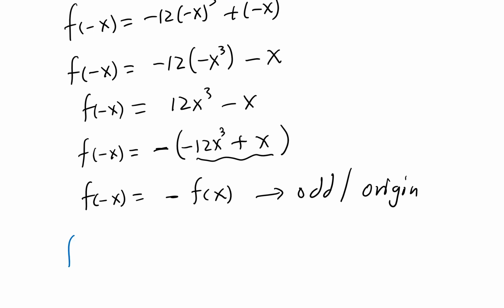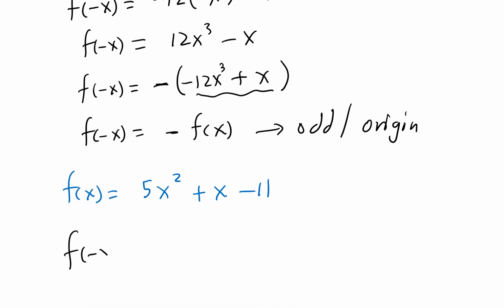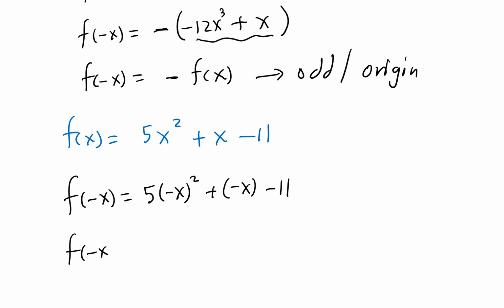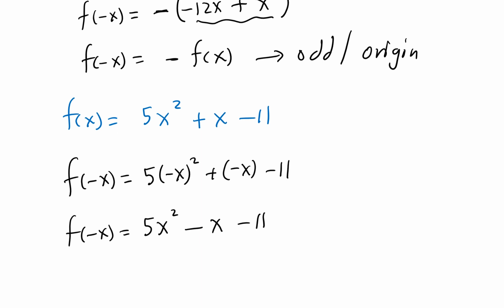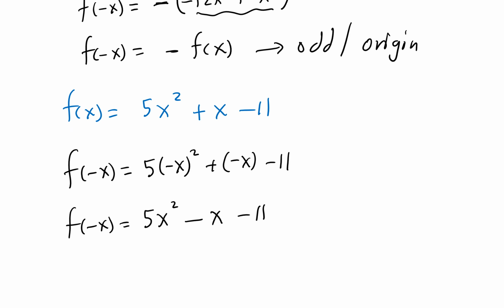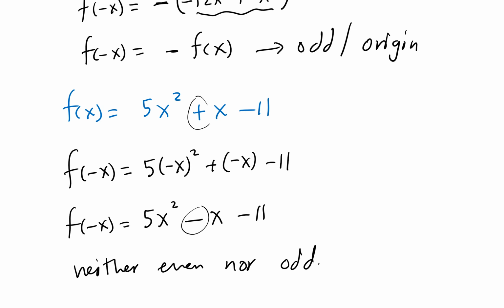Let's write another example. Say f of x equals 5x squared plus x minus 11. F of negative x: replace every x with negative x. What do we get? The square cancels the negative, minus x minus 11. Is that the function itself? No, because there's a difference here. And if you take a negative out, no, it doesn't give me negative f of x. So this is neither even nor odd, not symmetric about the y-axis or the origin.